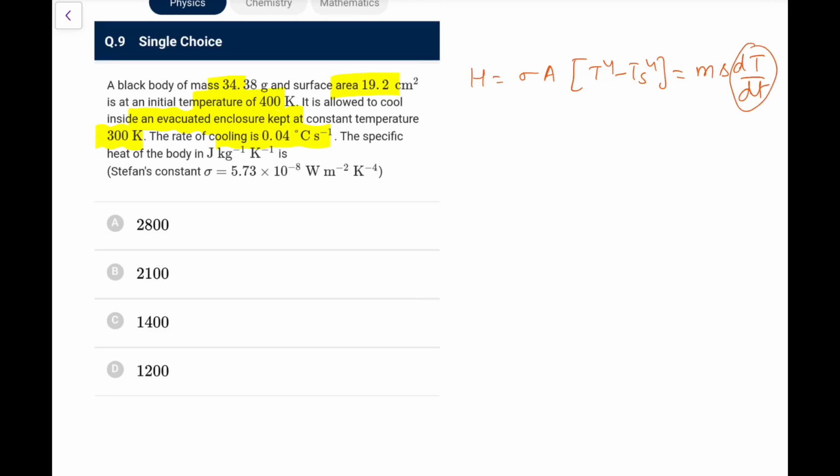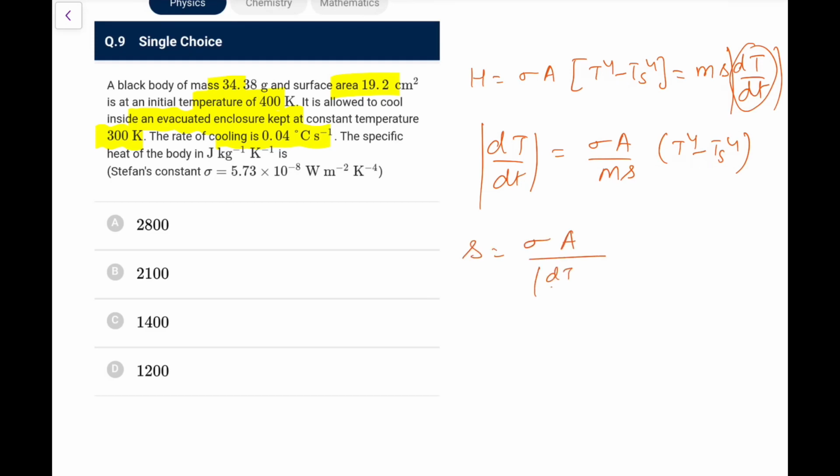This is the rate of cooling, this is the loss, so I can incorporate a minus sign, or I can write it as a mod dT by dt. So that dT by dt mod, the rate of cooling, would be sigma A upon ms into T to the power 4 minus Ts to the power 4. Now what is your required specific heat? So do it like this: sigma A upon the rate of cooling dT by dt into m into T to the power 4 minus Ts to the power 4.